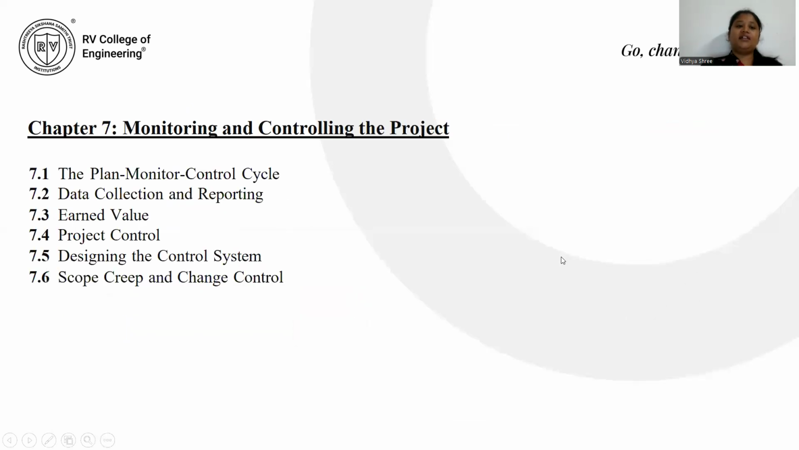In chapter 7, monitoring and controlling the project, it includes the plan, monitor, control cycle, data collection and reporting, earned value, project control, designing the control system, scope creep and change control.